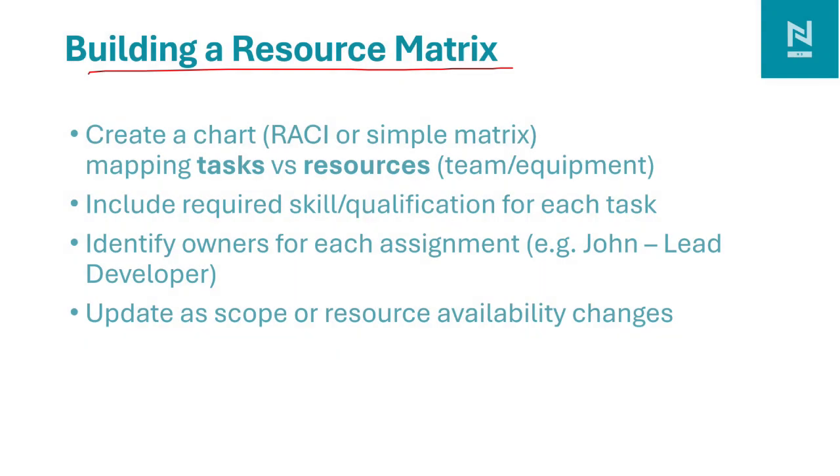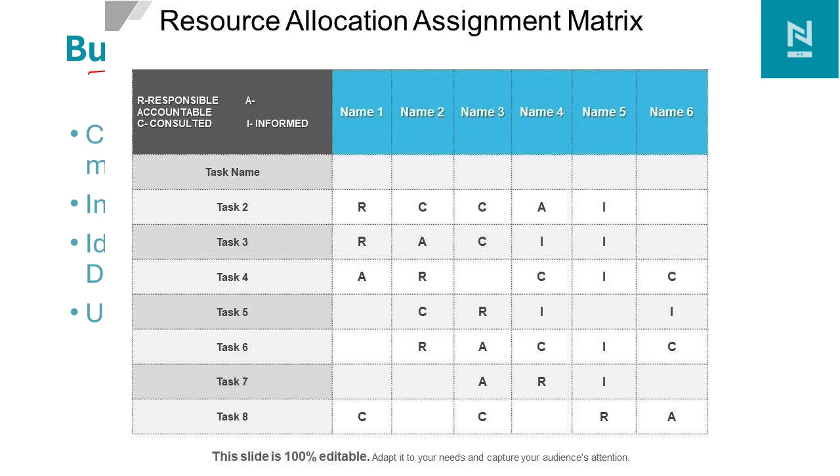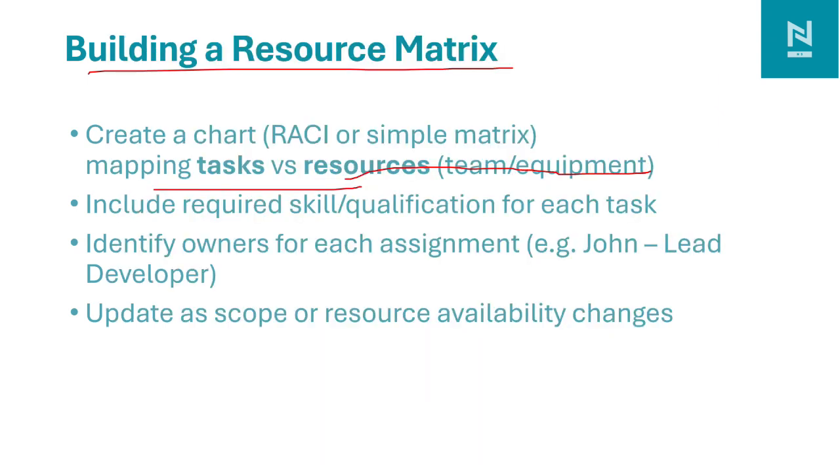Building a resource matrix. We need to create a chart or simple matrix mapping out the tasks versus the resources: which tasks are going to be performed by which resource, and what equipment we require in the project. We also need to include the required skills or qualifications for each task. If we are doing the design part, we need the design team: lead designer, project designer, assistant designer to complete it. We also need to identify the owner of each task. For example, John can be leading the development. Based on that, we need to assign the roles for the team. We also need to understand that scope and resource availability change, and we need to update the chart accordingly.